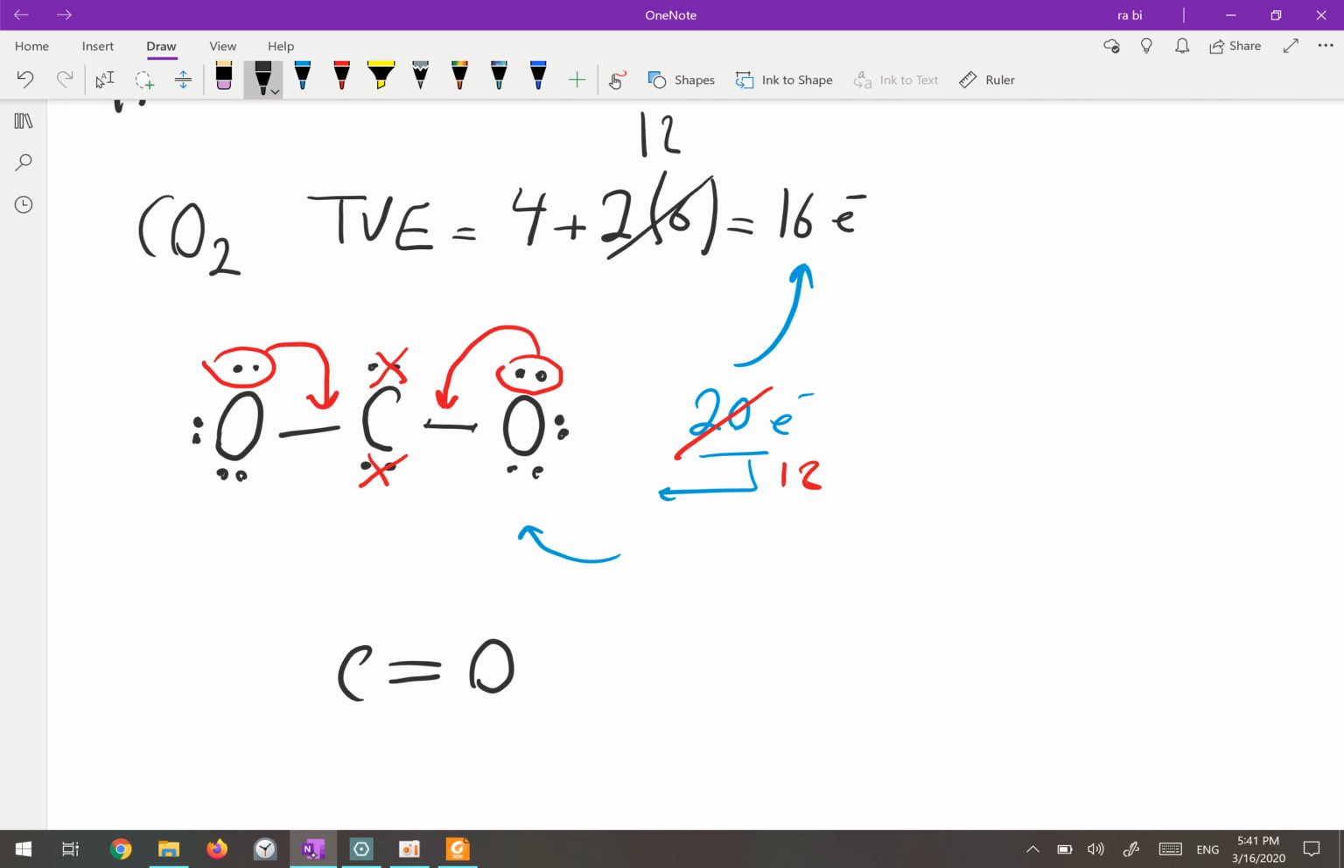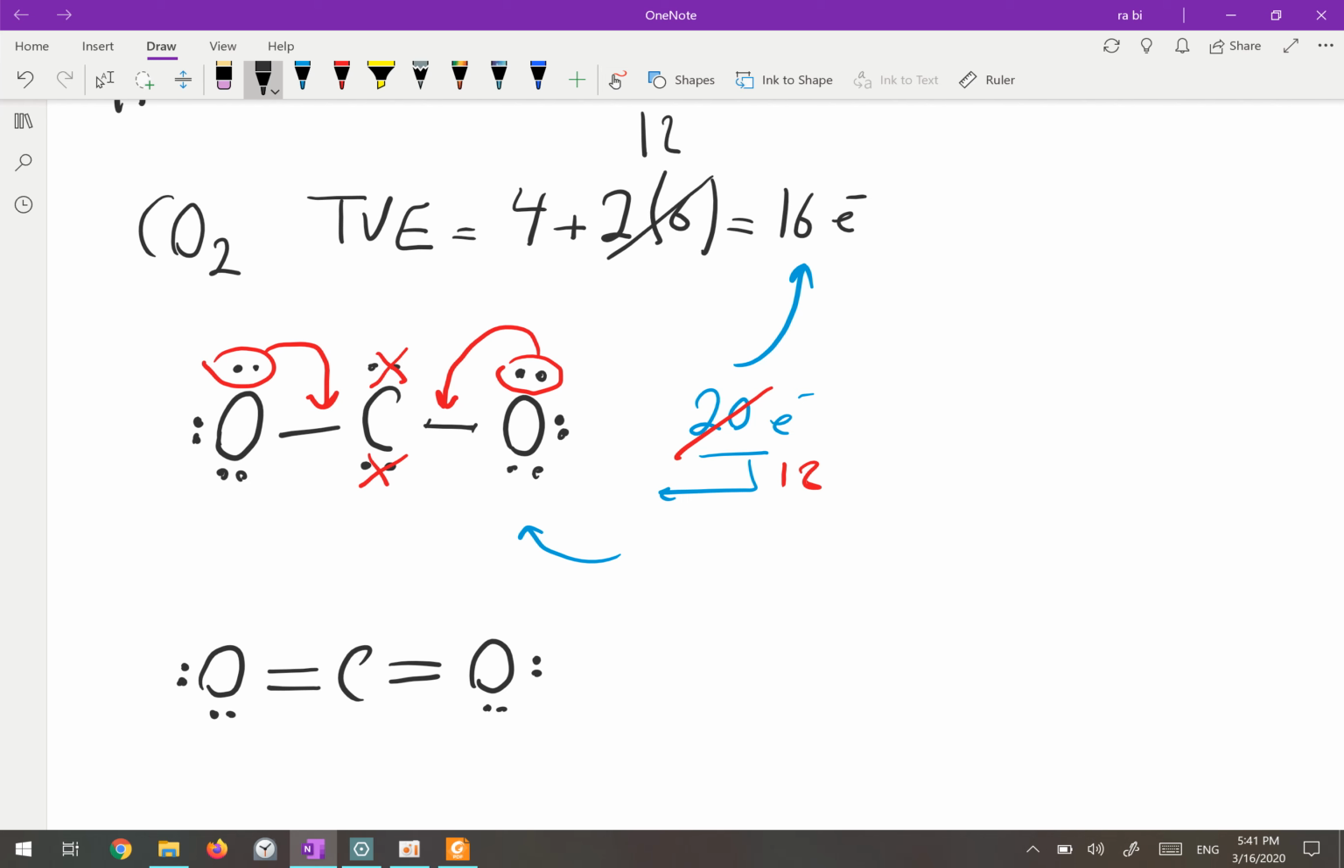And for this oxygen, 2 lone pairs remain. So 1 lone pair, 2 lone pairs. Same thing happens here between the carbon and oxygen at the left side. Now the bond becomes a double bond, and the oxygen has 2 lone pairs.